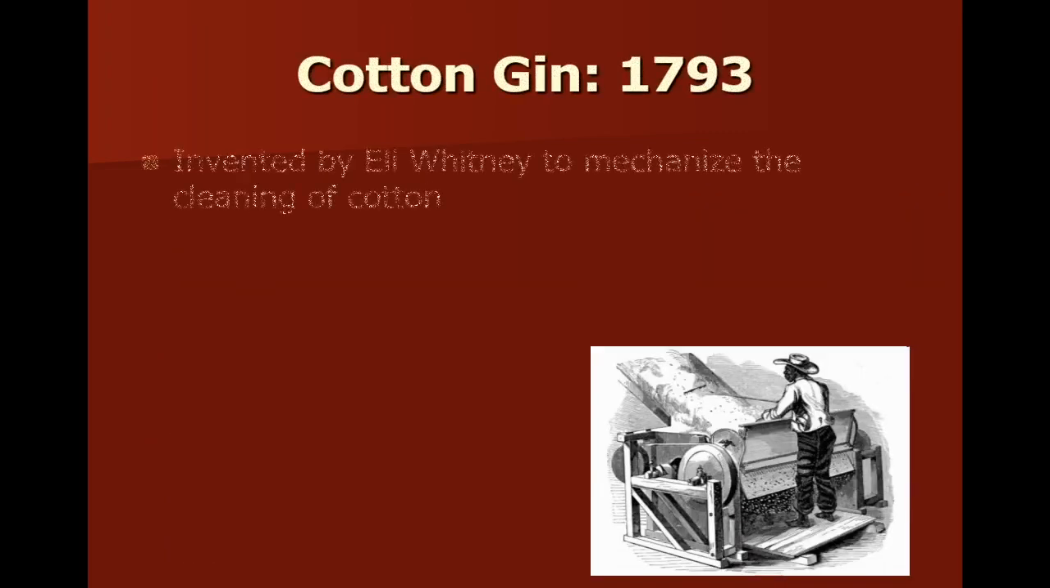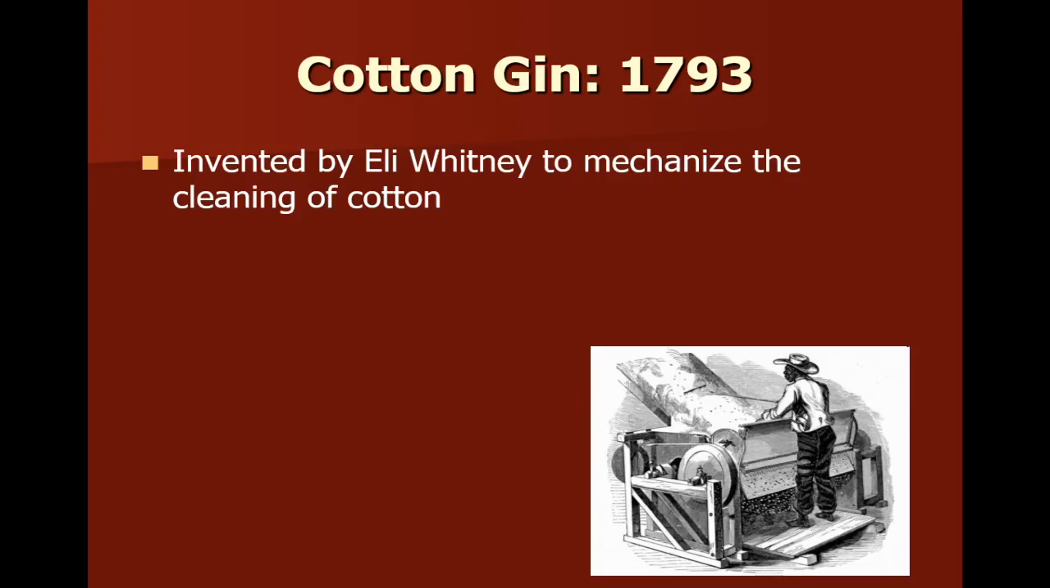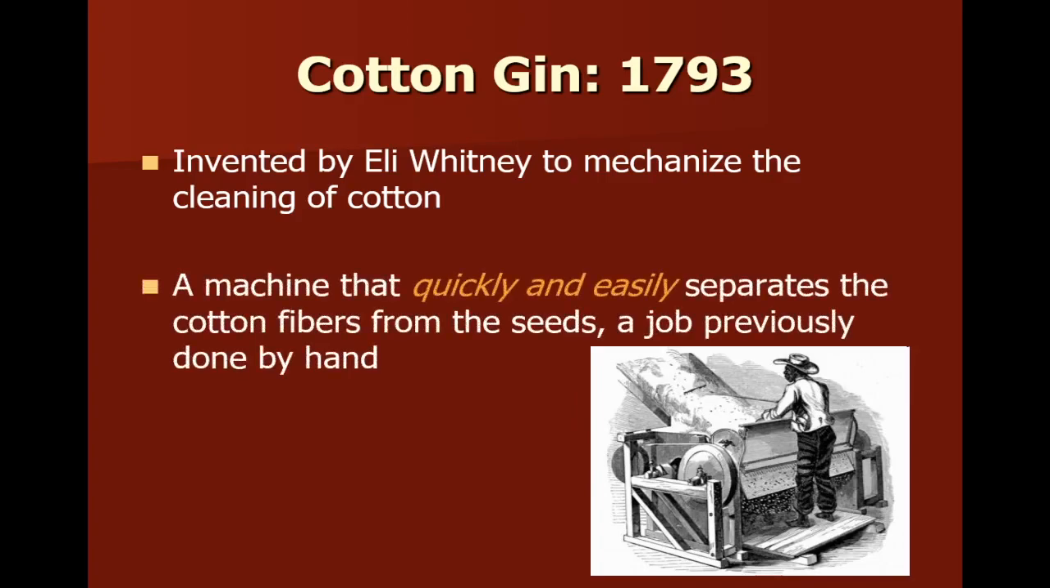So here's the cotton gin. This was invented by Eli Whitney to mechanize the cleaning of cotton. This is a machine that quickly and easily separates the cotton fibers from the seeds, a job previously done by hand. Now this is going to have a pretty negative, pretty controversial outcome. This is going to lead to the demand for more slaves.